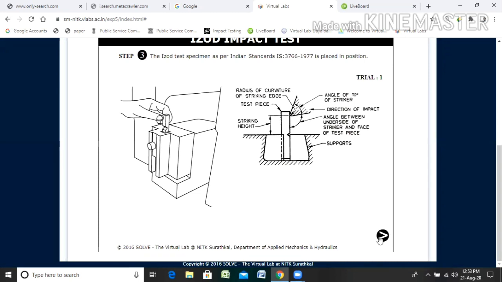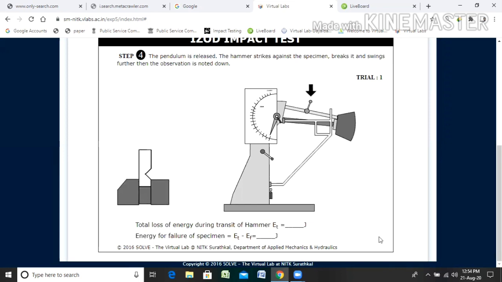This is the Indian standard according to which we will be fitting our specimen, that is 3766 1977. According to this standard, we will be fitting our specimen to the anvil and releasing the hammer against the notch of the specimen. The notch made in the specimen will be V-shaped, and the angle of that V will be 45 degrees.